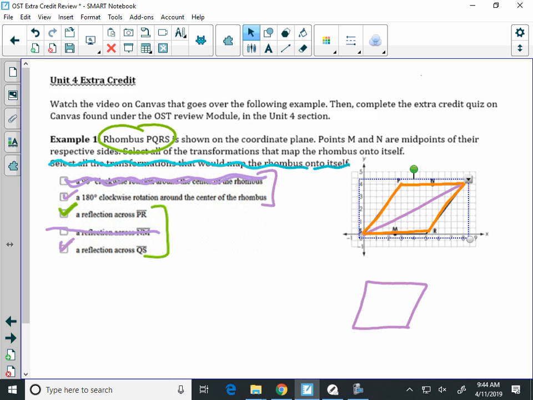So a rule of thumb with the symmetry of a rhombus: 180 degree rotation, clockwise or counterclockwise, around the center of the rhombus always is the angle of rotation. Reflections over the diagonals are always lines of reflection. Okay, those three will always be transformations that will map that figure onto itself. So again, whenever we're talking about mapping a figure onto itself, we're talking about symmetry.